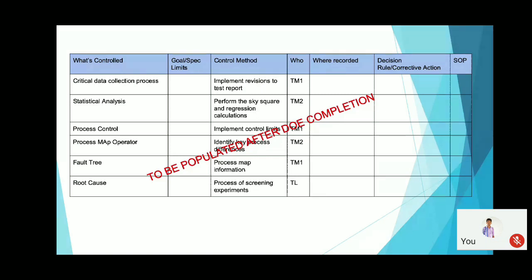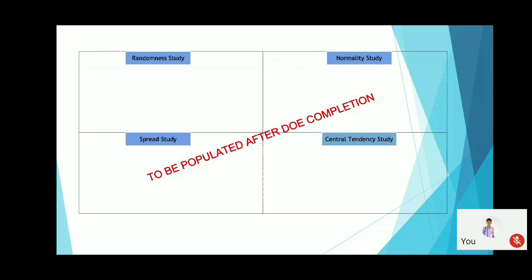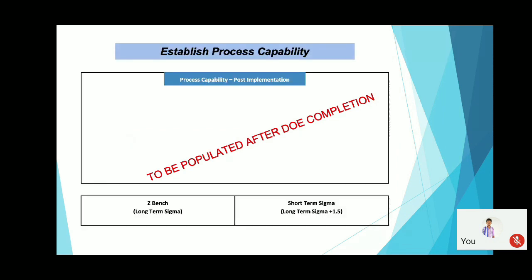Once we reach the control phase, this is what we control: the statistical analysis, how the process is controlled, where the fault tree and the root cause are, and then the control method and who controls it, with that ownership and an SOP to detect it. That is very, very specific. We go through random study, normal study, different kinds of studies, and fill in these numbers. This is how we establish process capability post-implementation. We don't just leave it.